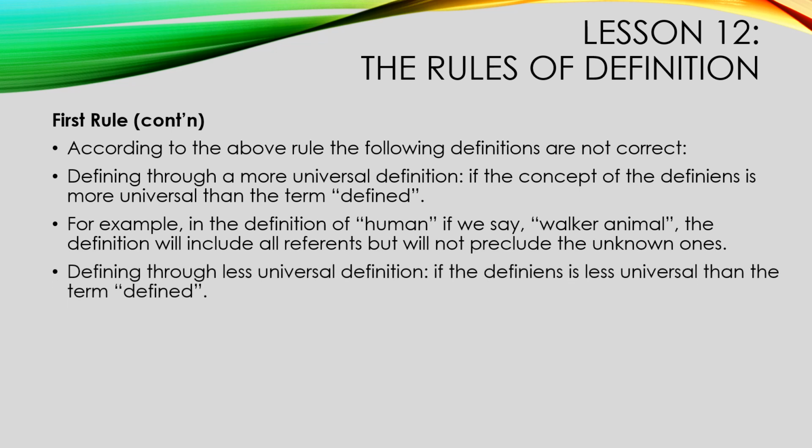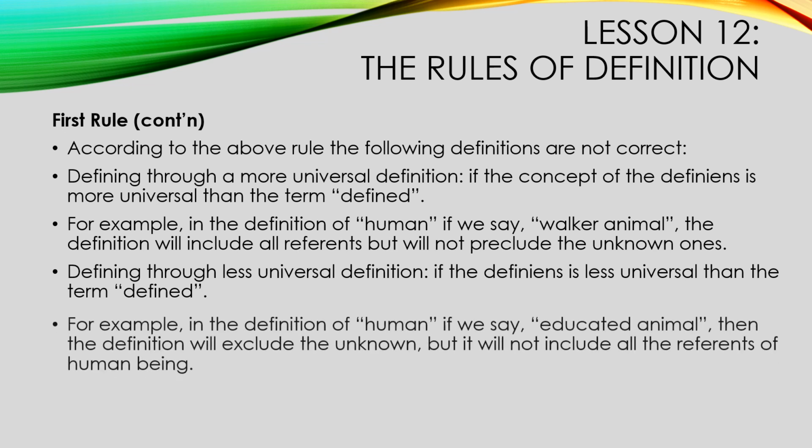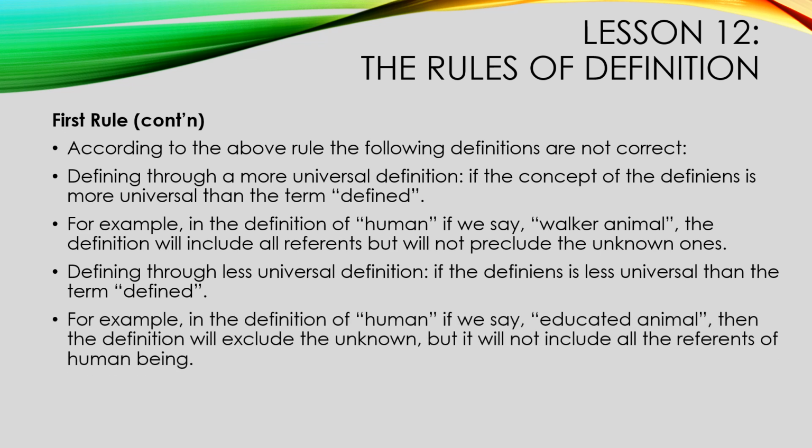Defining through a less universal definition, if the definition is less universal than the term defined. For example, in the definition of human, if we say educated animal, then the definition will exclude the unknown, but it will not include all the referents of human being, because not all human beings are educated. But it will exclude animals, for example.